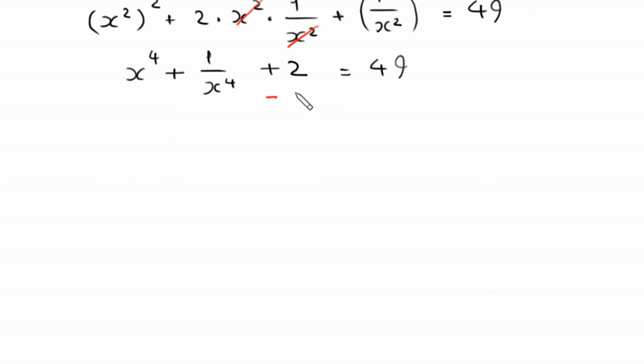Now we subtract 2 from both sides. So this gets cancelled and we get the value of x to the power 4 plus 1 over x to the power 4 is equal to 49 minus 2, 47. Let's call this equation 1.